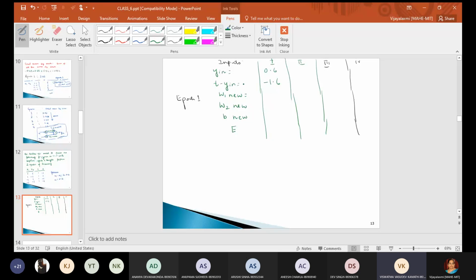I don't know, but others, anybody? W1 new, what is the answer? Ma'am, I also got minus 0.12. Yes, it is minus 0.12. I might have made a mistake. W2 new, anybody? They're all the same, no? W2 new will be the same, correct. Minus 0.12, this also minus 0.12. And error is 1.6 square, 2.56. Yeah, this is for the first input.